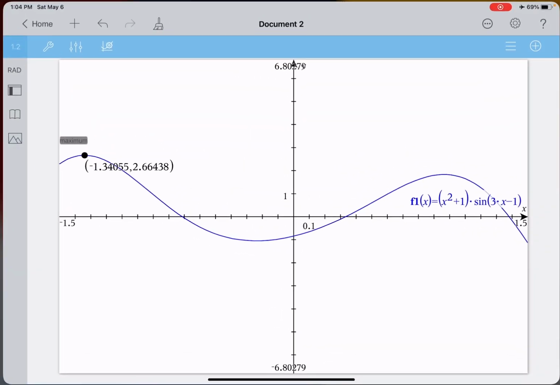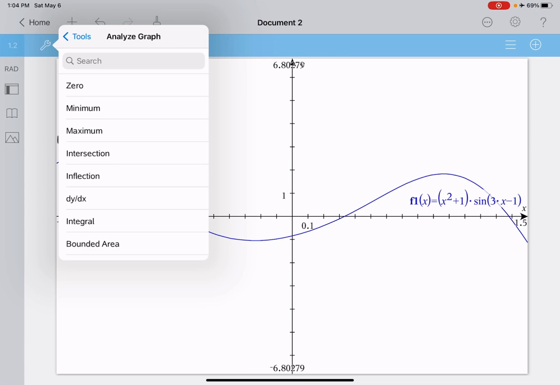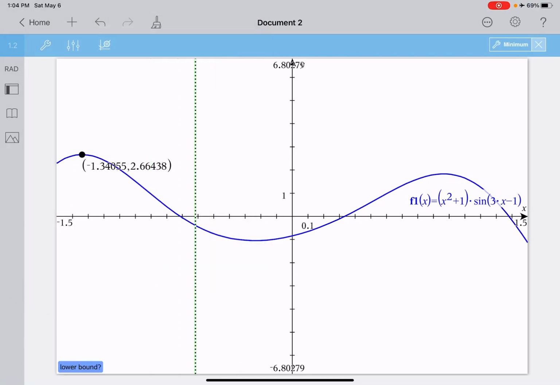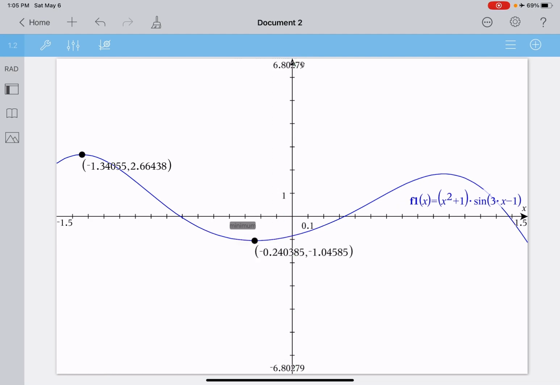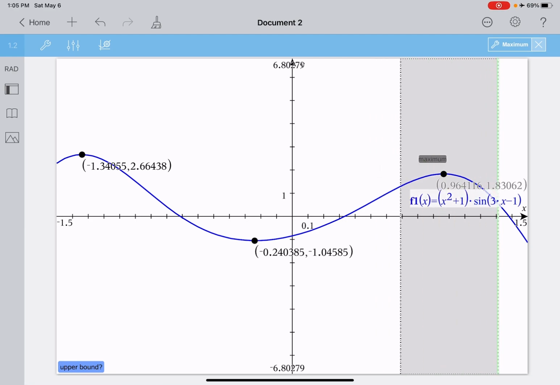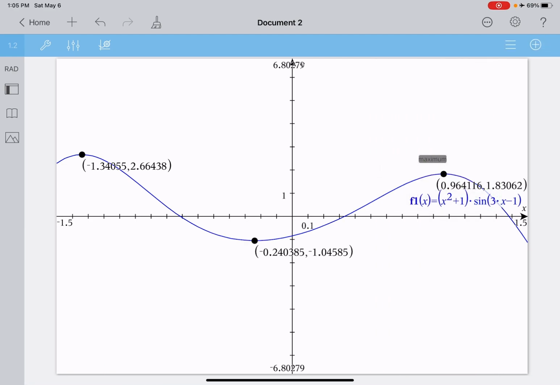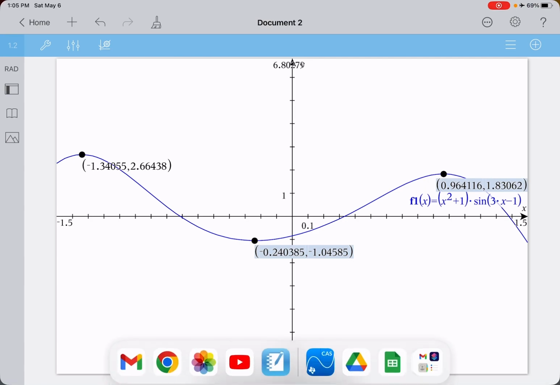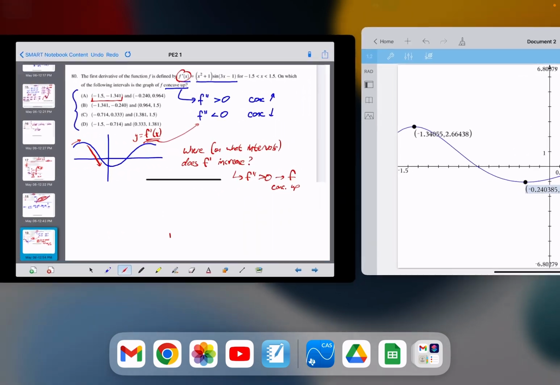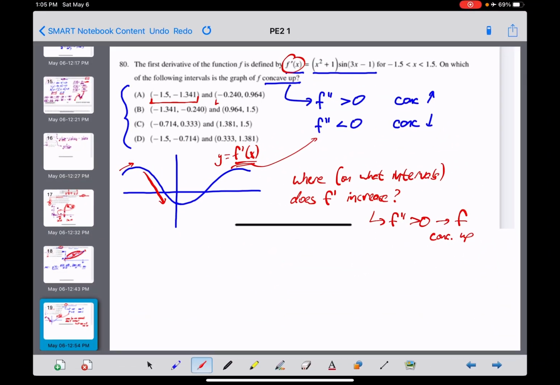But just to double check, it looks like it also increases on a second interval. So let's do this again. I'm going to try to find a minimum to this curve here, and then I'm going to try to find another maximum to this curve that's going to be over here somewhere. And what does that tell me? This function, f prime, increases on the interval from negative 0.240 to 0.964. Therefore, its derivative, the derivative of f prime, which is f double prime, would be positive on that interval as well. So negative 0.240 to 0.964, and sure enough, that's this interval right here, and our answer to number 80 is A.